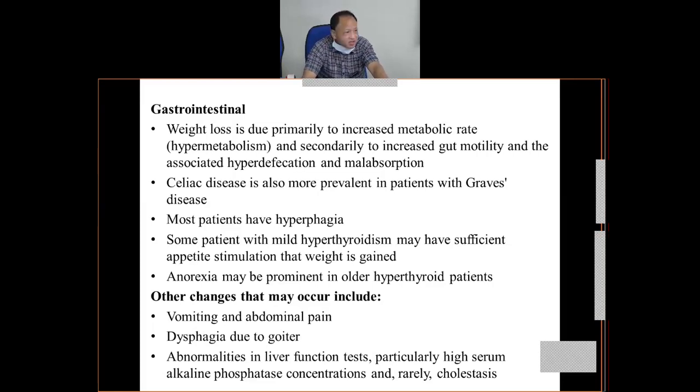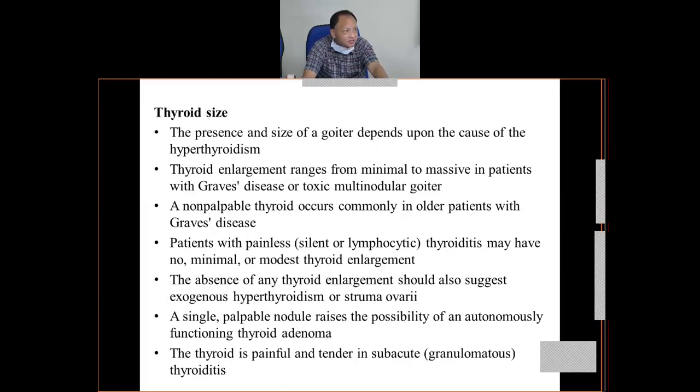Other gastrointestinal symptoms you may see are vomiting and abdominal pain, which are rare. Dysphagia is possible if the goiter is very large. Abnormalities in liver function, particularly high serum alkaline phosphatase concentrations, and rarely cholestasis can also be seen.